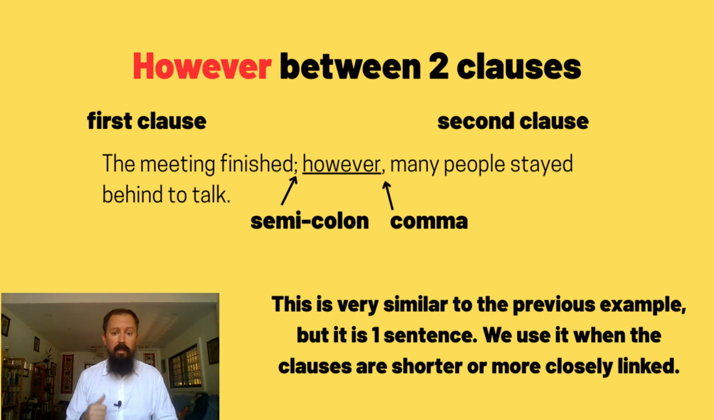So here you can see the meeting finished is 3 words, and many people stayed behind to talk is also quite a short clause. Because they have a close meaning and they're short, we're more likely to use a semicolon to link them than to make them into individual sentences. So here our structure is our first clause, then a semicolon, then our conjunctive adverb, then our comma, then our second clause.